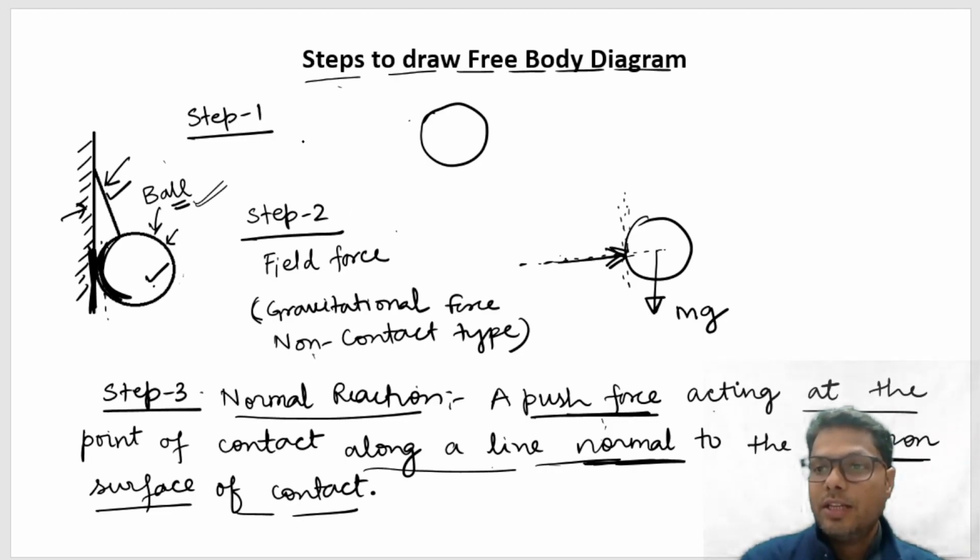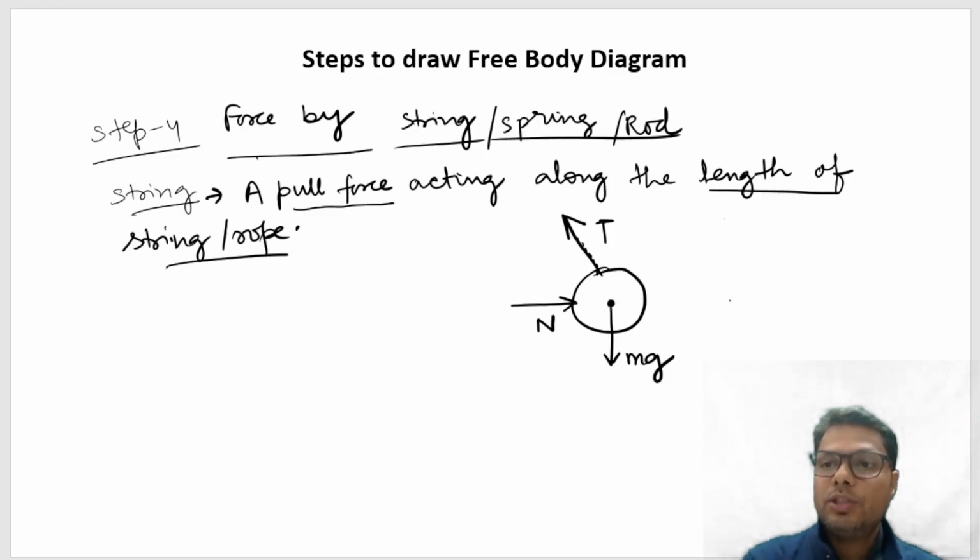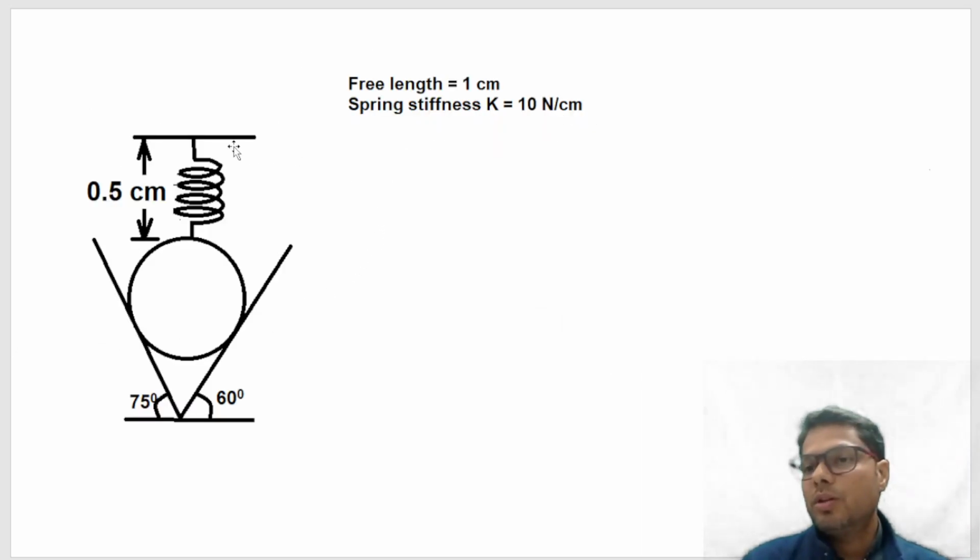Okay, in first step you have to isolate the body, in second step we have to apply the weight of the body or gravitational force of the body, in third step we have to apply the normal reaction, and in fourth step we have to apply the force by string, spring or rod. Okay, these are simple steps. Now we will take some more examples and understand the concept more.